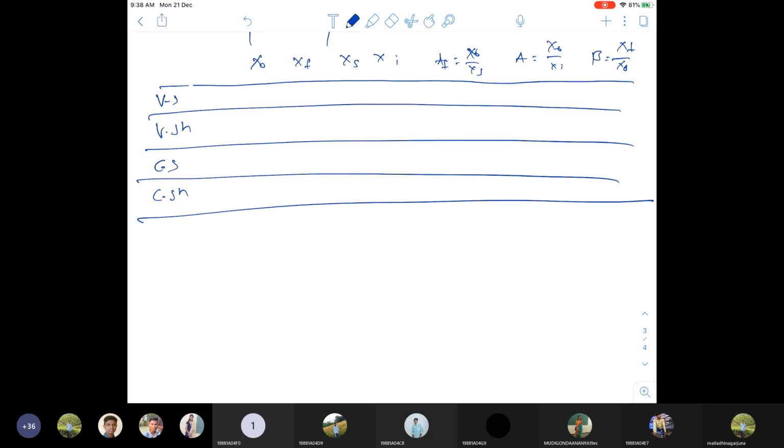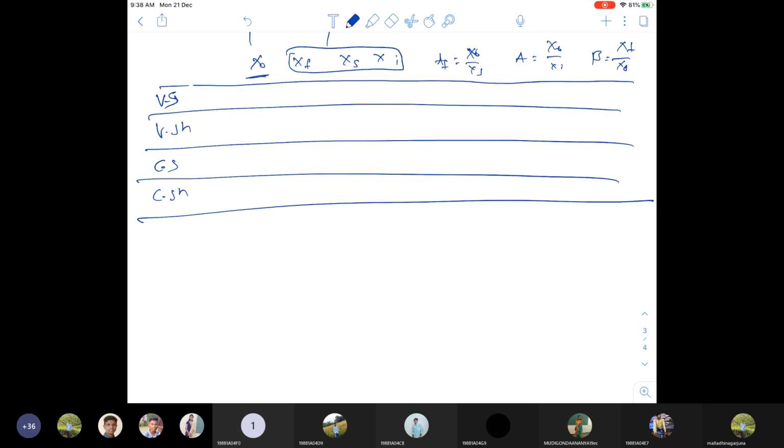So for the voltage series feedback amplifier, what is x naught? X naught is the output signal. Xf is the output of the feedback. Xs is the input of the feedback amplifier. Xa is the input of the basic amplifier. Remember these three signals will be the same type of signal. Suppose the input is voltage, then these three signals will be voltage. If the input is current, these three signals will be current. So these three are the input signals, and this is the output signal.